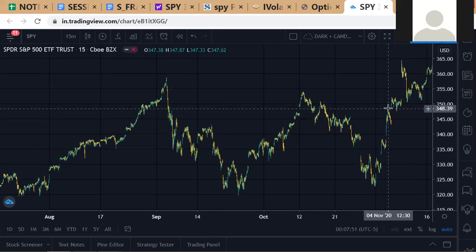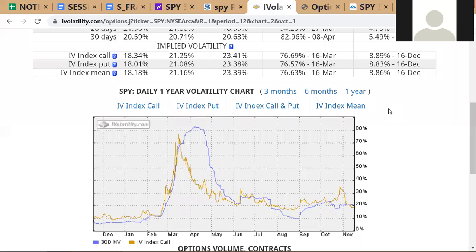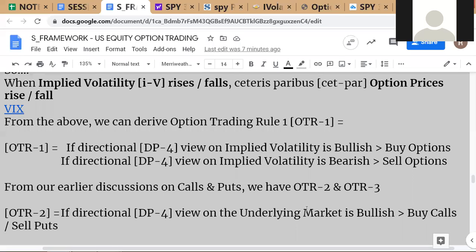But I was first explaining that you have to take a view on the eyeball for SPY, because initially we are coming to option trading rule 1, which is: how should I decide my DP4? How should I solve my DP4, which is a buy-sell bias problem? That means I'm trading options. The first question is, should I be buying options or should I be selling options when it comes to SPY? And then so on and so forth.